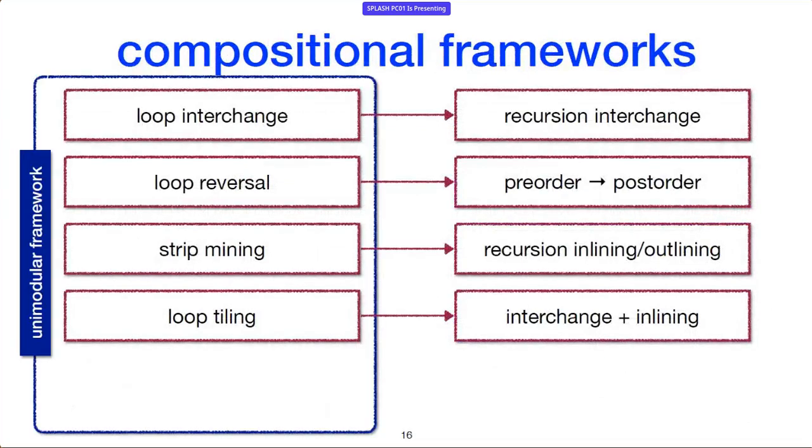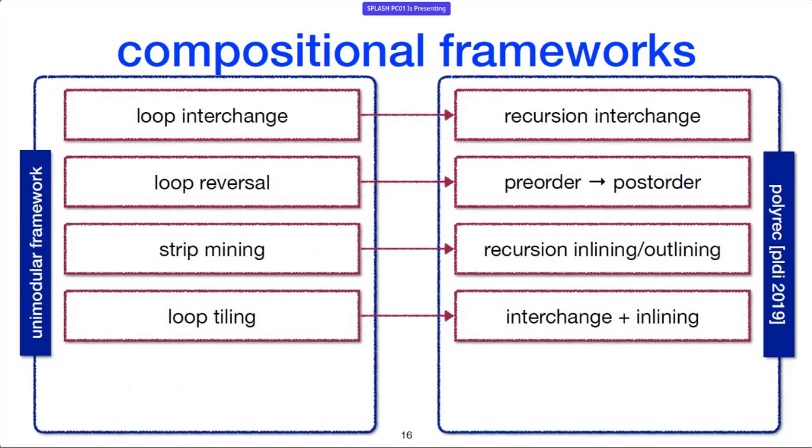In particular, these transformations here were put together back in the 80s by Utpal Banerjee into something called the unimodular framework. And back in 2019, we talked about how to take those same kinds of transformations in the recursive world and put them together into a compositional framework called PolyRec. Right, so that's where things stand. There are a lot of analogs of these transformations. We can reason about them in the loop world. We can reason about them in the recursive world.